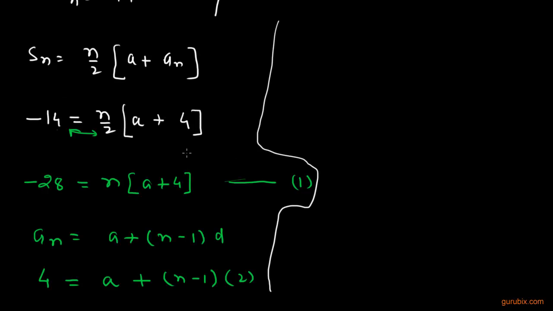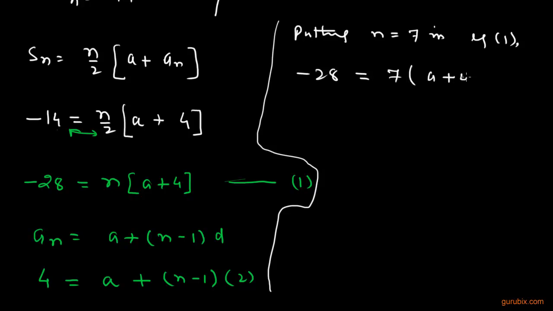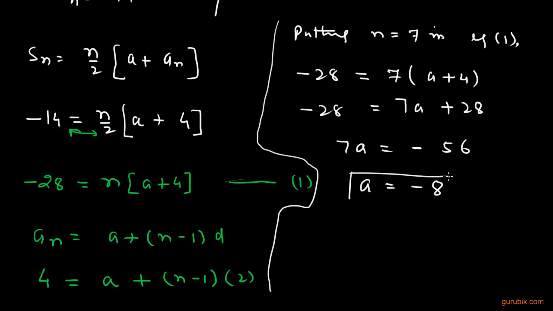Now we shall put the value of n in equation 1. Putting n equals 7 in equation 1, we get minus 28 equals 7 times (a plus 4). We get 7a plus 28 equals minus 28. So 7a equals minus 56. This means a equals minus 8.